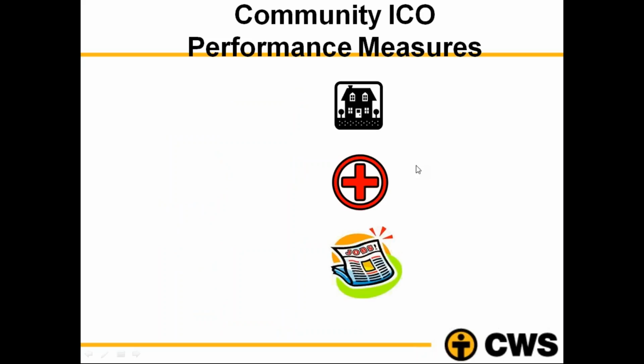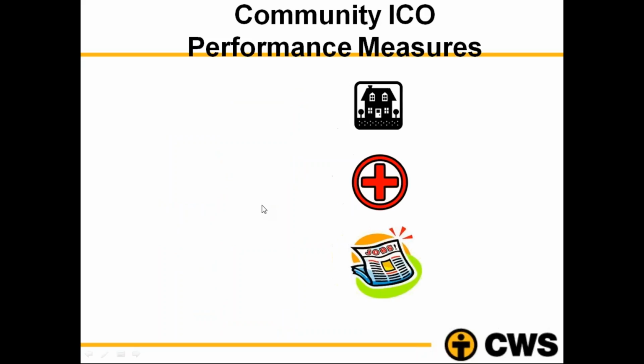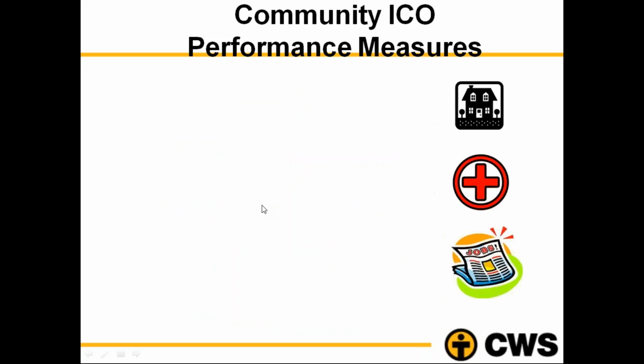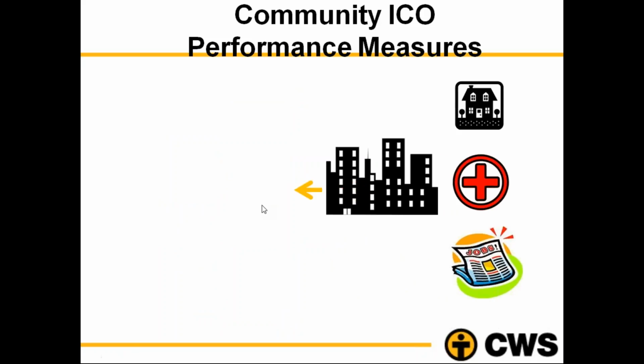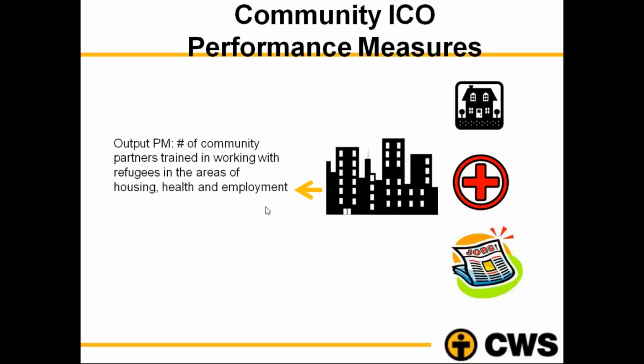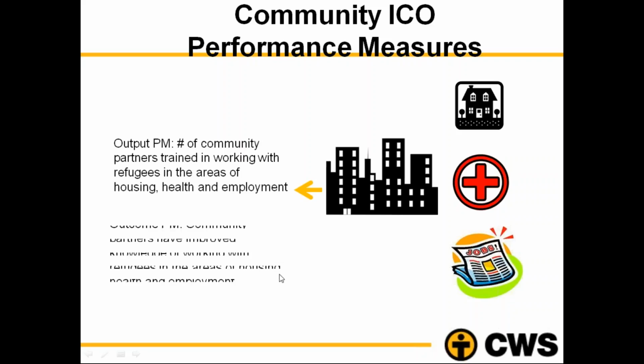Additionally, the Refugee AmeriCorps Initiative is also tracking the impact that we are having in our communities through community ICO. So members will also be reporting on the number of community partners trained in working with refugees in the areas of housing, health, and employment, as well as the output performance measure, which is community partners have improved knowledge of working with refugees in the areas of housing, health, and employment.